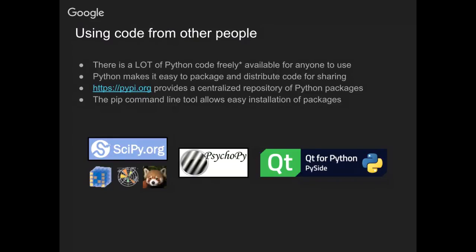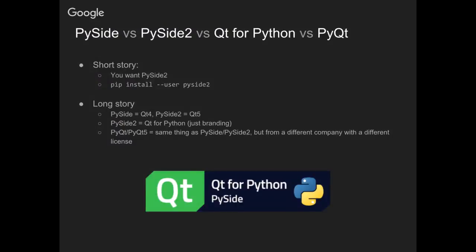There are multiple versions of those bindings, and if you are on the internet looking for advice or tips or hints or answers about using Qt with Python, you might see some of these different names come up. So I just wanted to include this slide to clear up some of the confusion. Basically, there are two projects. The short version is you want PySide 2. PySide is Qt for Python.